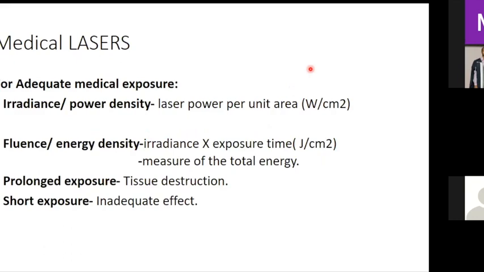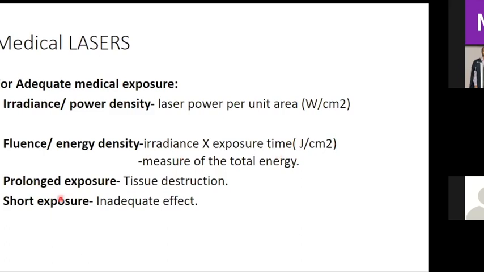So before we even use this laser, for adequate medical exposure, there are some things that we need to be aware of. There's what is called irradiance or power density, which is essentially just laser power per unit area. And then fluence or energy density is this irradiance multiplied by the exposure time, and it's measured in joules per square centimeter. This is the measure of the total energy of the laser.